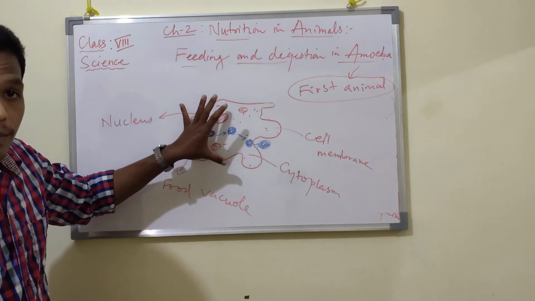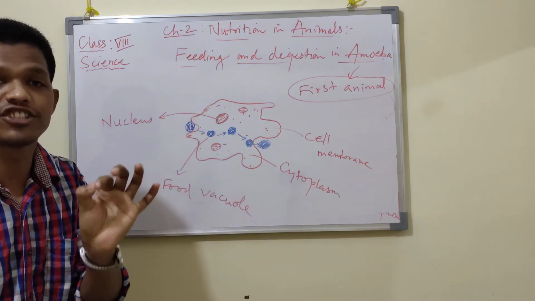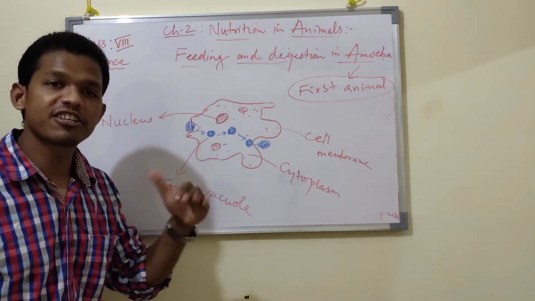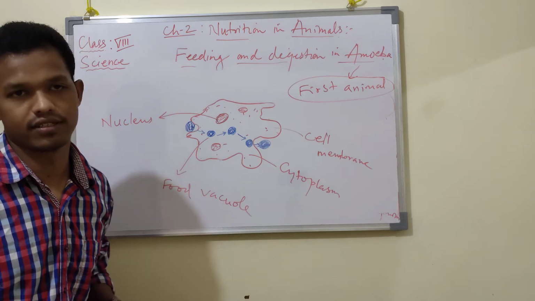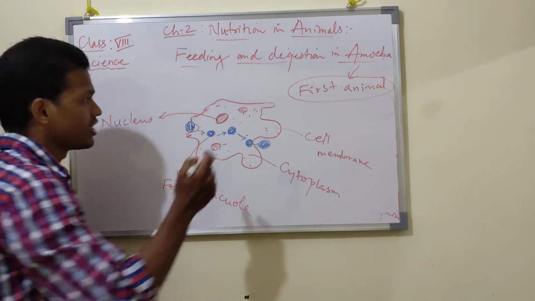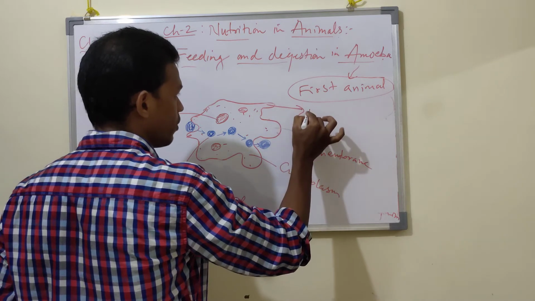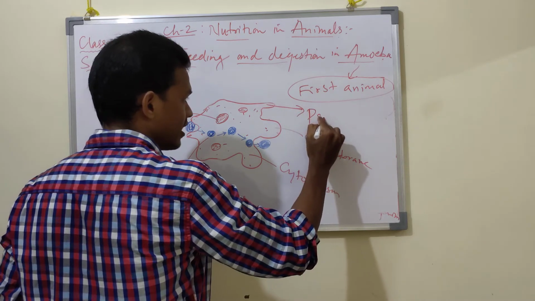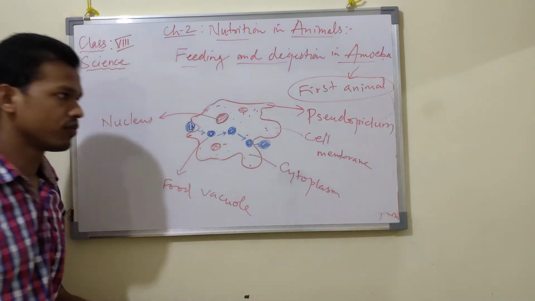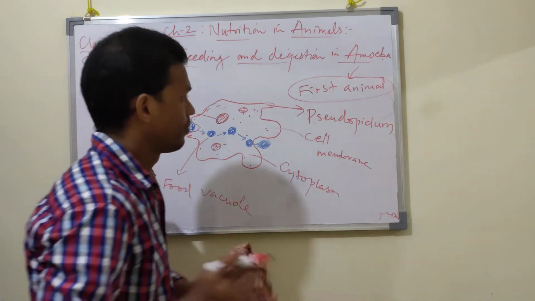This amoeba has a constantly changing shape. They don't have a fixed shape. The shape of this amoeba is constantly changing, and its position also changes. It has one or more projections like fingers, called pseudopodium. The P is silent. Pseudopodium.